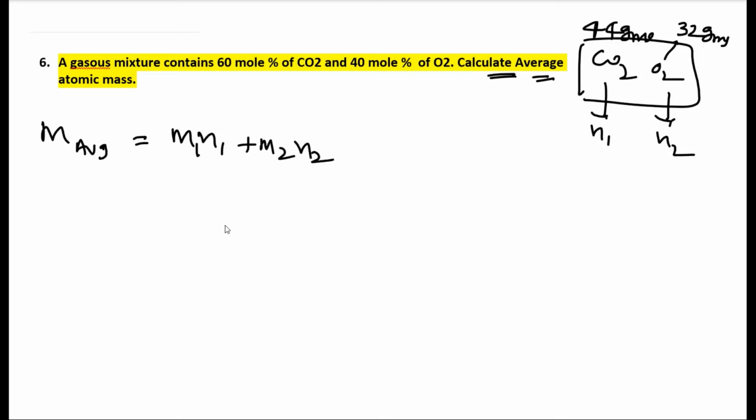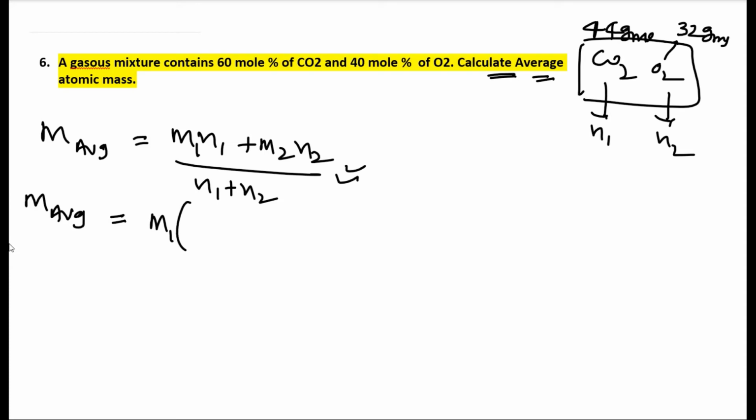Okay, the same formula I just wanted to modify. So how to modify this formula? I wanted to write it like this. I can write it like this: M1 into N1 by N1 plus N2, plus M2 into N2 by N1 plus N2.